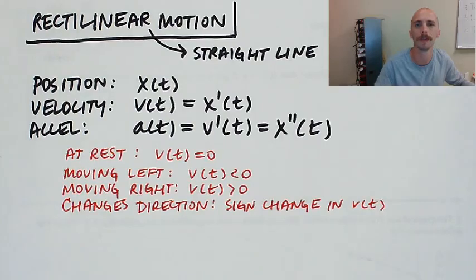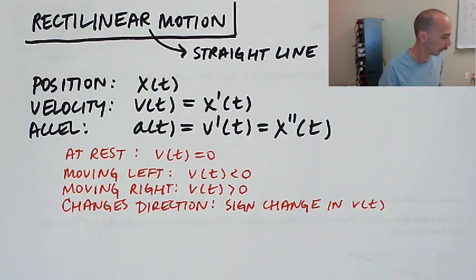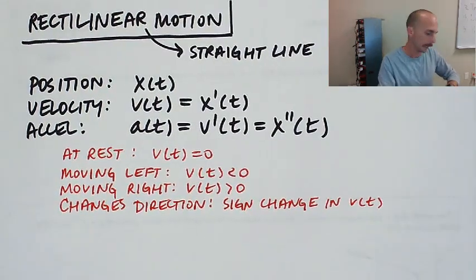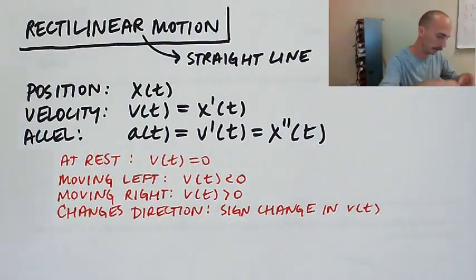So it's going to be a sign change in V of t. Let me look through the booklet and make sure there's not any other kind of word clues that I'm forgetting. Nope, those were the 4 that I copied in the notes book, so I think that's probably the 4 that we need.